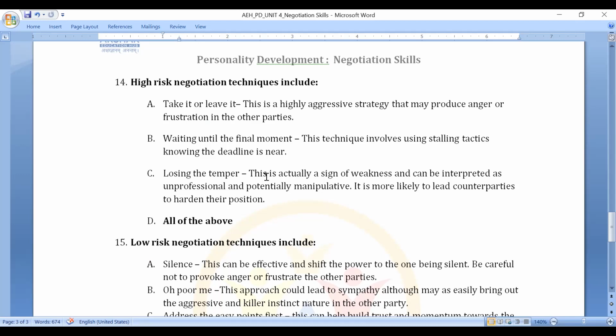Waiting until the final moment. This is high risk. The technique involves using stalling tactics, knowing the deadline is near. You won't finalize things until it is about to end. Losing the temper. This is actually a sign of weakness. As a negotiator, you shouldn't lose your temper, as it can be interpreted as unprofessional and potentially manipulative. It is more likely to lead counterparties to harden their position. They may not be ready to deal with you. So these are the 3 high risk negotiation techniques. You may be asked as an MCQ which is the high risk negotiation technique, and other techniques are given with one of these, and you need to find out the right answer.